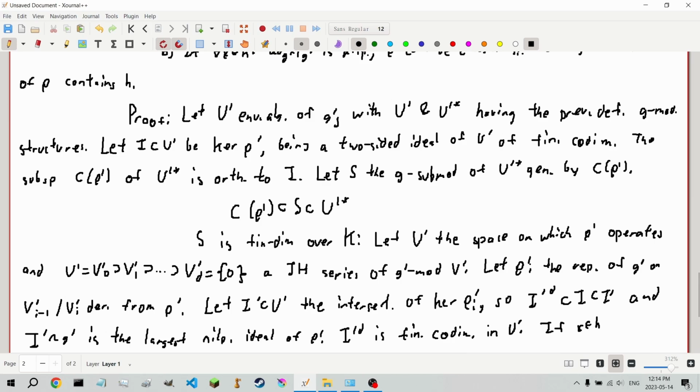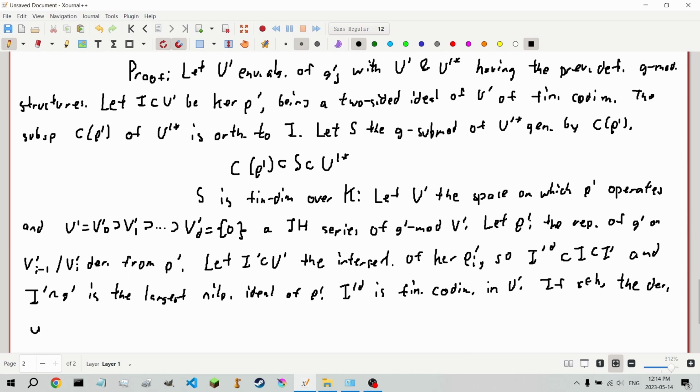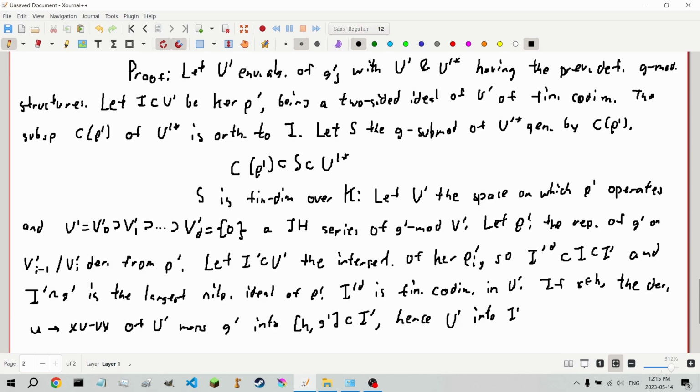If X is in H, the derivation sending U to XU minus UX, this derivation of U prime maps G prime into the bracket of G prime and H inside of I prime, hence U prime into I prime and I prime D into itself.